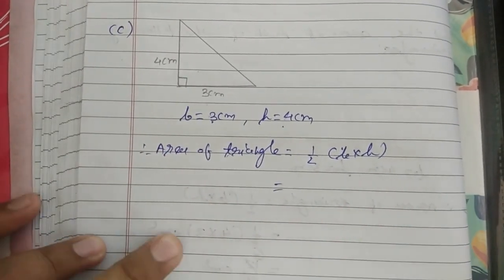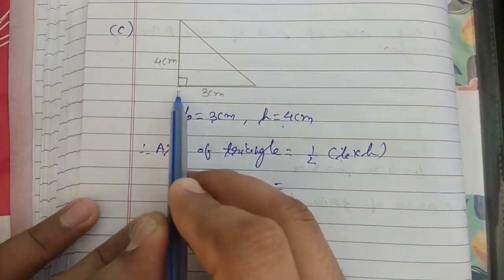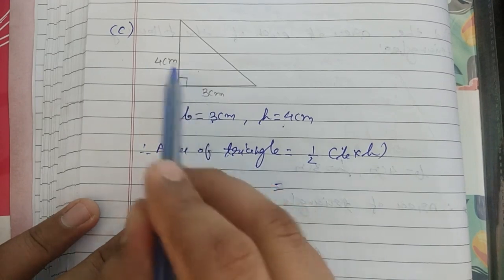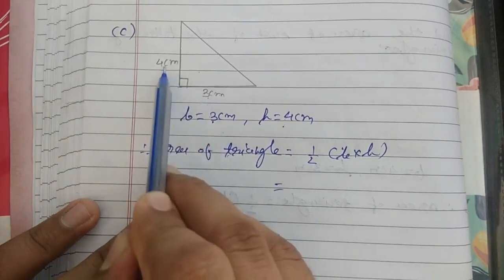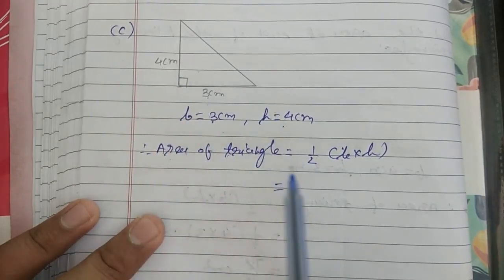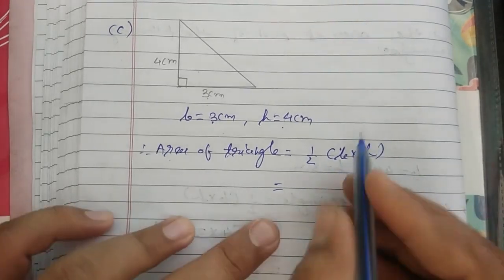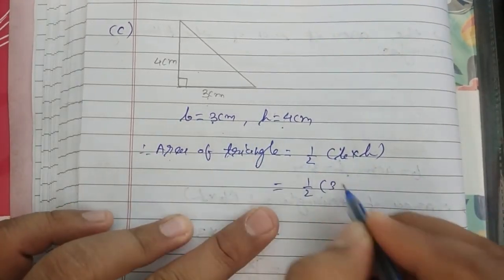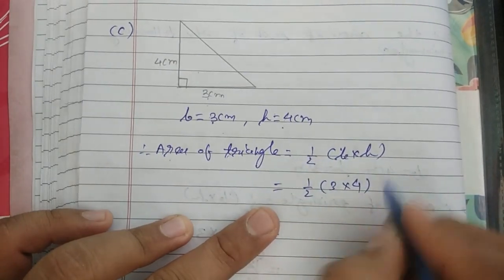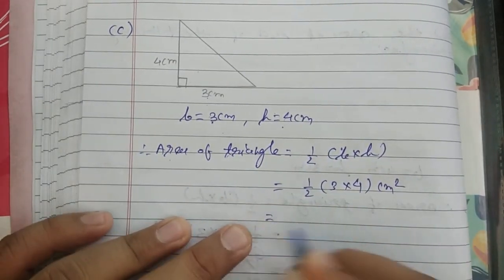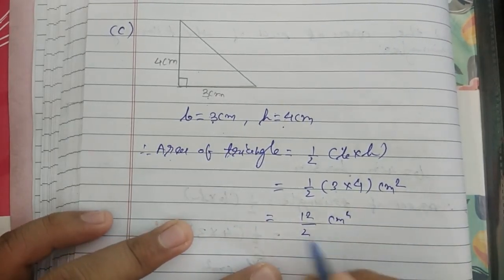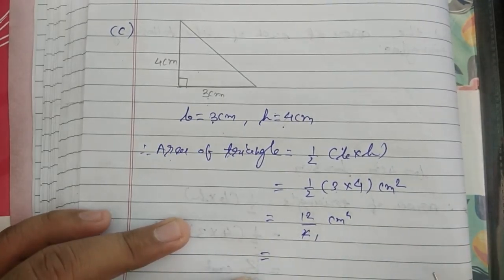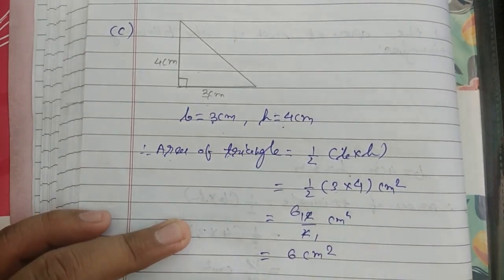Next, C. Here there is a right angle triangle, and keep in mind in right angle triangle base and height are nothing but the triangle's sides. So here base is 3 centimeter and height is 4 centimeter, and therefore area of triangle is equal to, our formula is 1/2 base multiplied by height, and that is equal to 1/2 multiplied by base 3 multiplied by height 4, and unit will be centimeter square. 3 4s are 12. 12 divided by 2 centimeter square, 2 6s are 12, and therefore answer is 6 centimeter square.